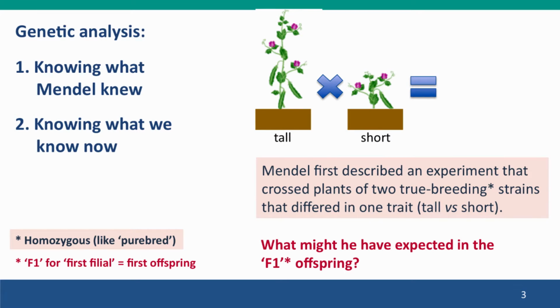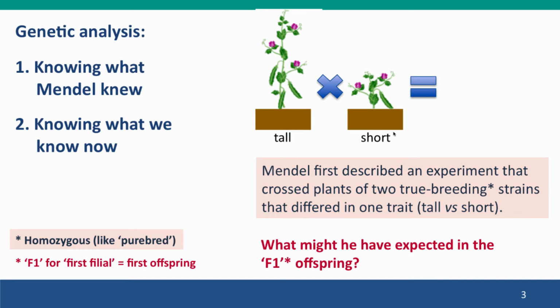Mendel first described an experiment that he crossed plants of two true breeding strains that differed in one trait. Now, in this context, true breeding means the same as purebred did in dogs. It means that the offspring have the same phenotype as the parents, that the phenotype is consistently inherited. And from our genetics perspective, we know that that means that the parents are homozygous for all of the traits that we're interested in. So Mendel crossed a tall plant strain with a short plant strain.